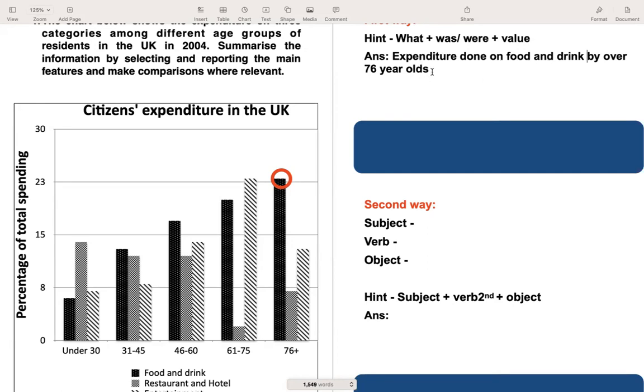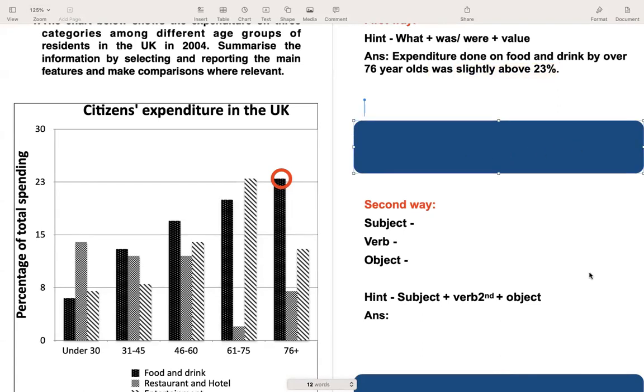Am I right? Yes. This is what this line, the black line, is representing. Then I'll put a was here because it's expenditure. It's not plural. So was. And what's that value? 23%, slightly above 23%. So I can make it 23% or slightly above 23%. That's your sentence formation. So you write the complete thing, you put a was, and then you give a value. Is it clear? That's the first sentence.